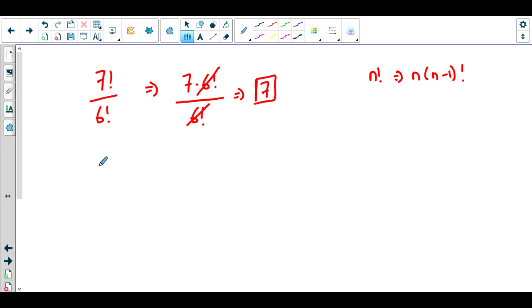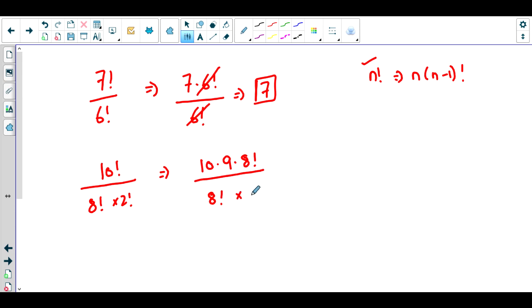Let's solve another example. 10 factorial over 8 factorial times 2 factorial. To solve it, we can use this definition. Because it's n factorial, it's 8 factorial, I can convert 10 factorial into 8 factorial. How? Like this. The denominator is 8 factorial times 2 factorial, which is 2 into 1. So 8 factorial cancels 8 factorial. What do I get? I get 90 over 2, which is 45.